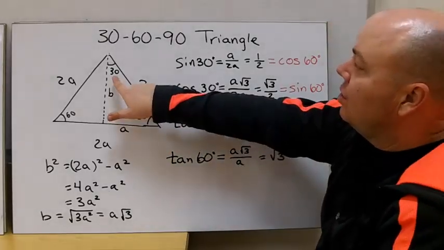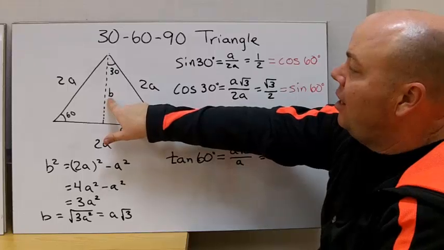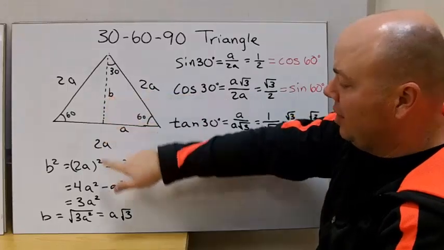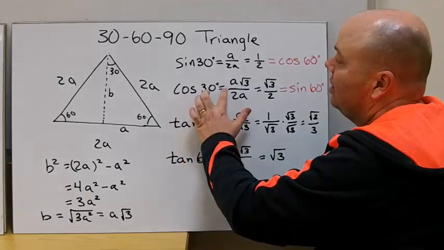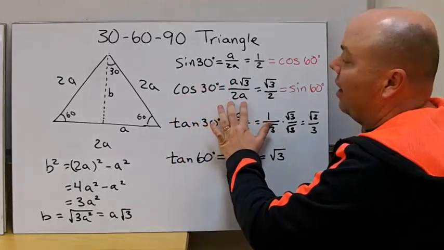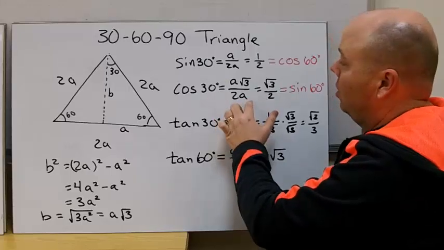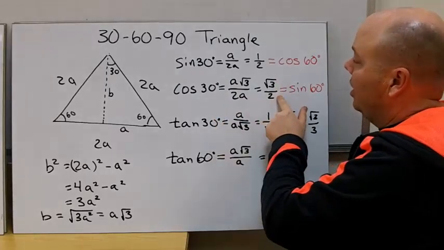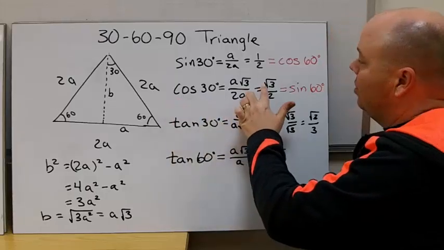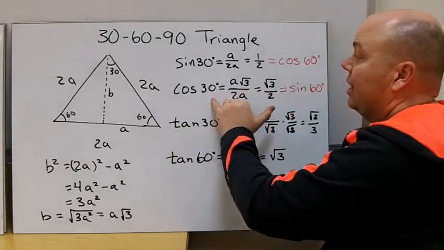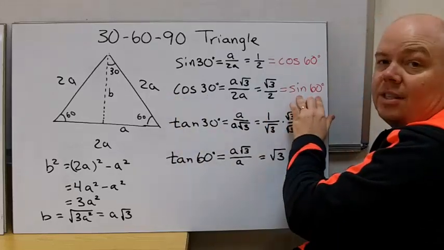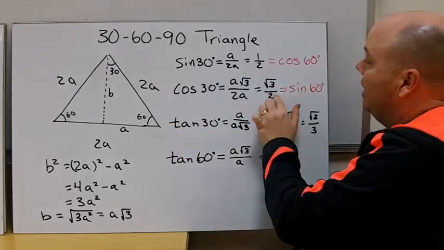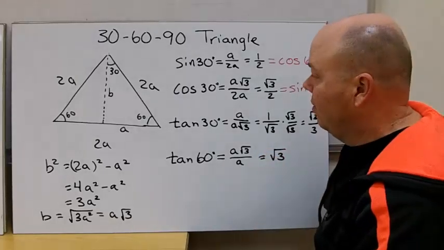Cosine of 30 is equal to the adjacent side over the hypotenuse. Remember, this B is equal to A times the square root of 3. So the cosine is equal to A times the square root of 3 divided by 2A. Reduce that fraction, you get cosine of 30 is equal to the square root of 3 over 2. That's also the same as cosine of 30 is equal to the sine of 60. Sine of 60 then is also equal to the square root of 3 over 2.